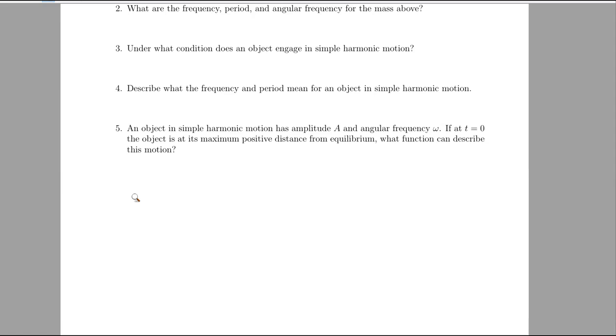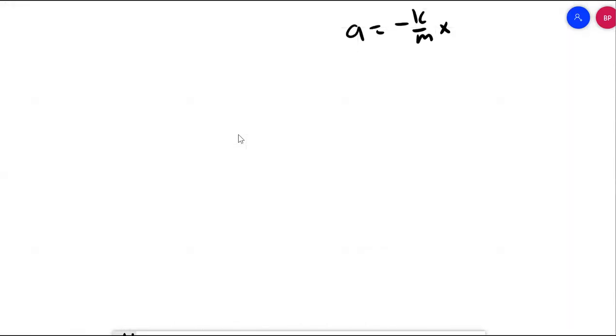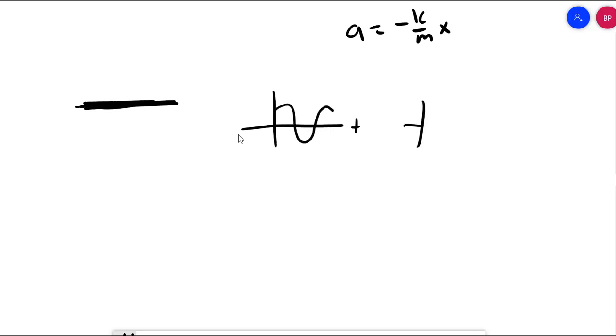All right, next one. An object in simple harmonic motion has an amplitude A and an angular frequency omega. If at t equals 0, the object is at its maximum positive distance from equilibrium, what function can describe this motion? All right, so first off, we know that it needs to be sinusoidal, right? An object in simple harmonic motion moves back and forth. So if we plotted that versus time, it's going to have to be maybe like this, or depending on the initial conditions, maybe like this, or whatever. It has to be some sinusoidal function. So this is position.